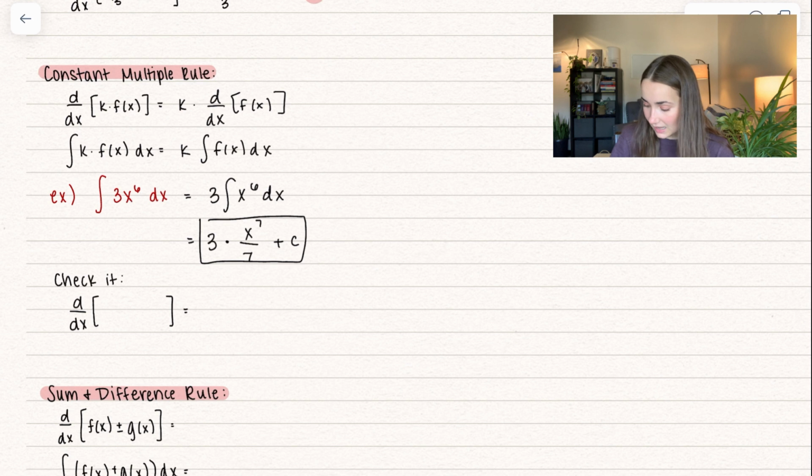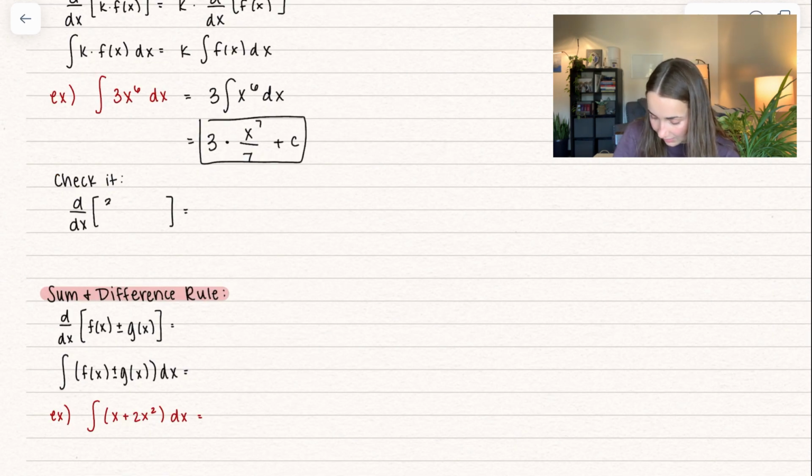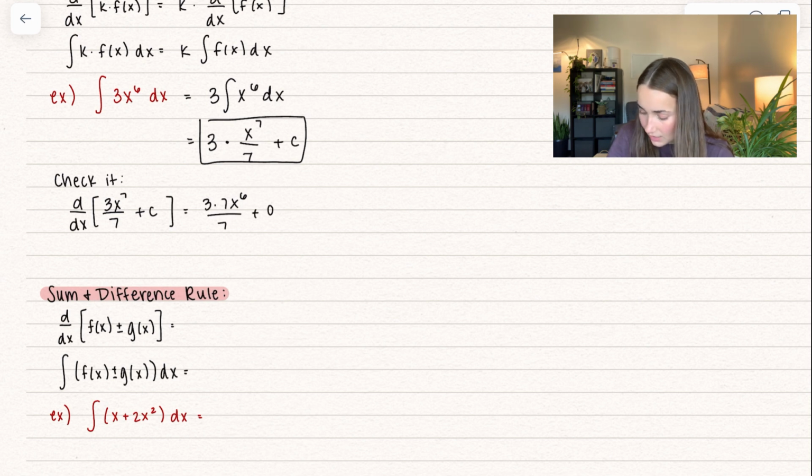Let's go ahead and check it. Take the derivative of, I'll write that as 3x to the power of 7 divided by 7 plus some constant c. When I take the derivative, I have 3 times 7x to the power of 6 divided by 7 plus 0. And here we get 3x to the power of 6. And now I can tell that these match, this one right here and what we were originally integrating.